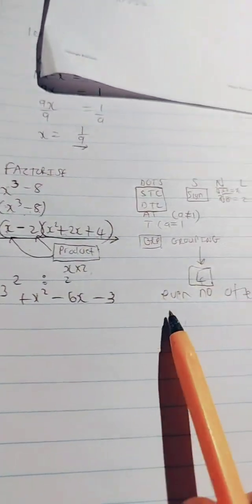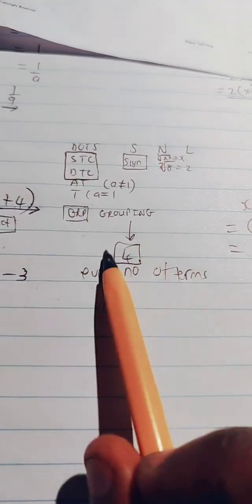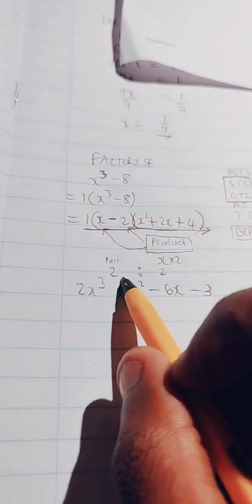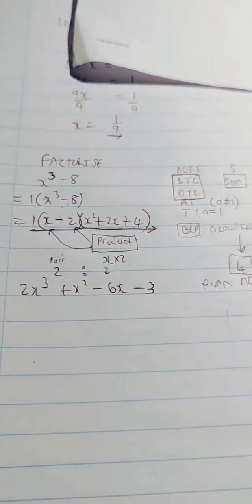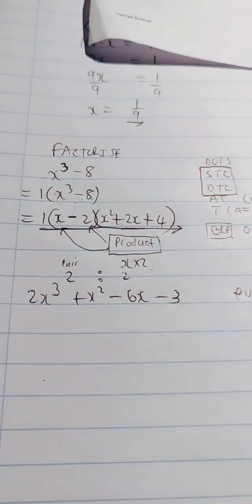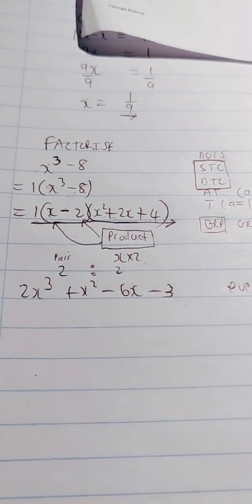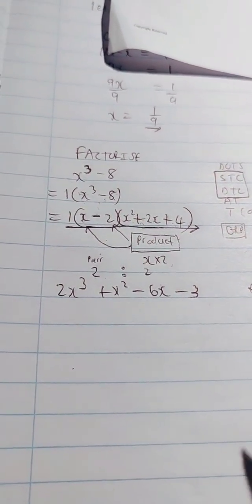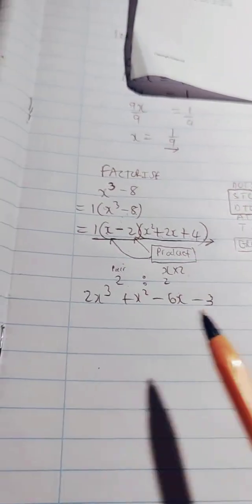Okay, so we are going to group 2 is to 2. The 4 terms we have, the even number of terms that are 4, we are going to group them in the ratio of 2 is to 2. In other words, a pair is going to be made up of 2 terms. 2 is to 2. Guys, let me say this. Some grouping factorization is not 2 is to 2. Some of them can be 3 is to 3. That's when there's maybe 6 terms.